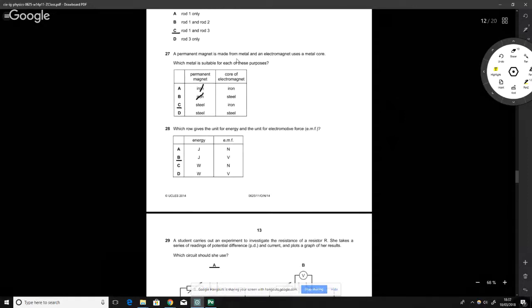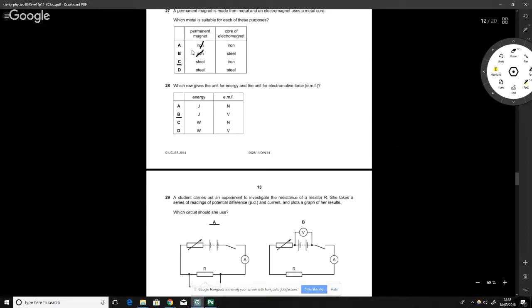All right, a permanent magnet is made from metal, and an electromagnet uses a metal core. Which metal is suitable for each of these purposes? This has to do with soft and hard magnets. For a permanent magnet, we want a hard magnet, and for an electromagnet, we want a soft magnet because we want it to change quickly. Iron is a soft magnetic material, and steel is a hard magnetic material. This is most likely due to the grain boundary structures being different in steel and iron, but you don't need to worry about that. So the answer is C. Steel for permanent, iron for electro.